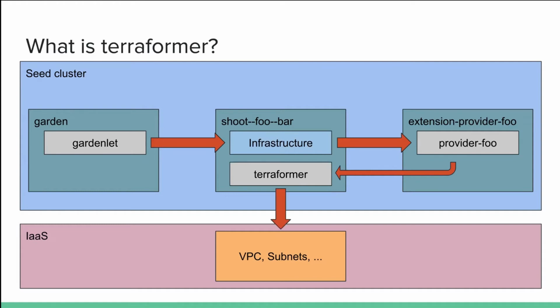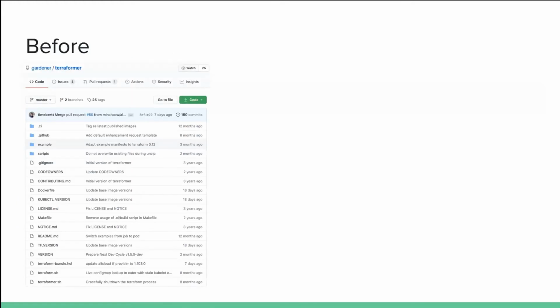So some of our provider extensions like AWS and GCP create this Terraformer pod in the shoot namespace, and this in turn will then create all of the needed infrastructure resources. So now you basically have this basic picture of how Terraformer is instructed. It is basically sitting in this repository under our Gardener org.